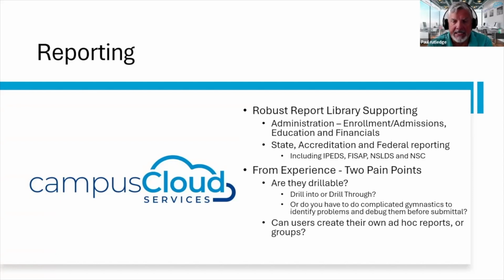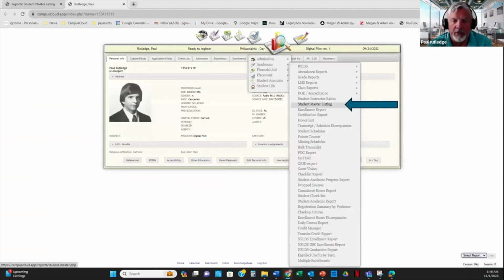From this, we've perceived two pain points that we want to highlight. One is, how drillable are your reports? Can you not only drill into your reports, but can you drill through them to do what-if type questions? Or do you have to do complicated gymnastics to identify problems and debug them before you submit them? And the second pain point we're going to talk about is creating ad hoc reports, because a lot of people find out what questions they need to ask after they work with their static reports. So this is a general pain point that we're working with legacy systems.